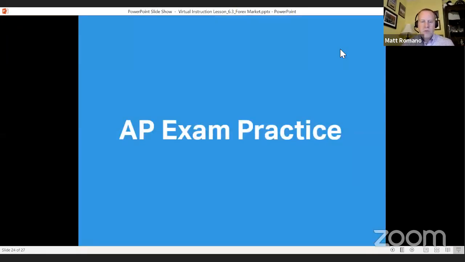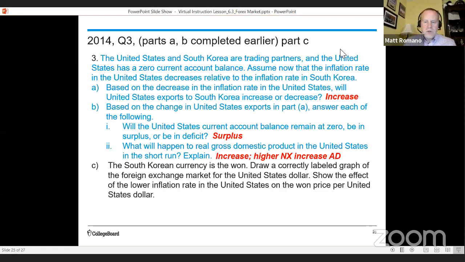I'm going to leave you with some practice. I'm going to go back to a question that we've already asked. Question 3 from 2014. We did parts A and B earlier when we're talking about the balance of payments and how that's going to change over time. So I went ahead and put that up there with the answers just as a reminder of what we've already done, but then tacked on part C.